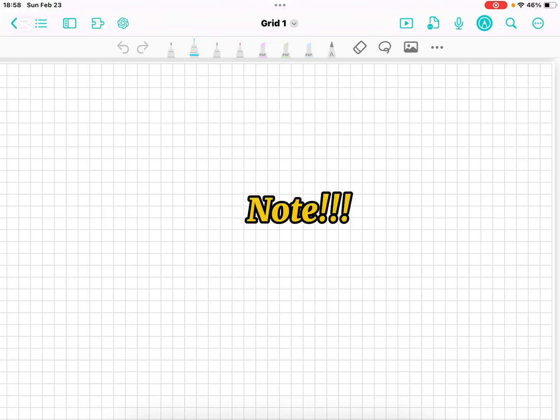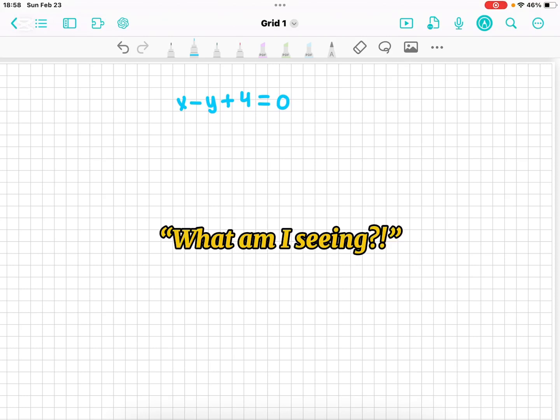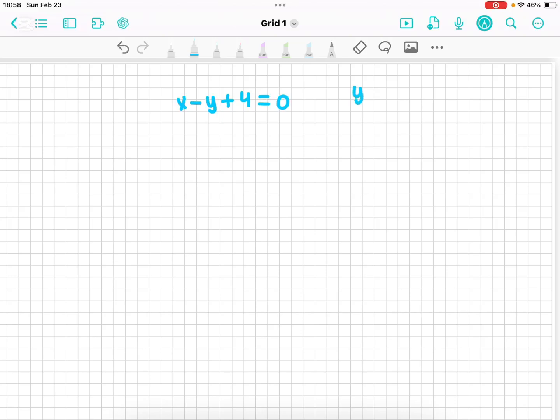Something you should also note is that sometimes they're gonna give you linear equations like x minus y plus 4 equals 0, for example, and ask you to graph them. First you're gonna see this and think, wait, what am I seeing? But the only thing you have to do is rearrange them into the general form we know, which is y equals mx plus b. In the case that we have to rearrange our linear equation, the only thing we're gonna do is move the terms until it looks something like this.